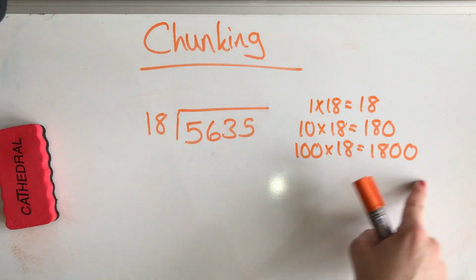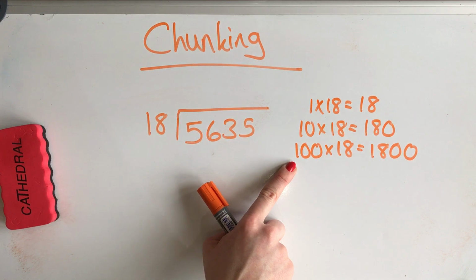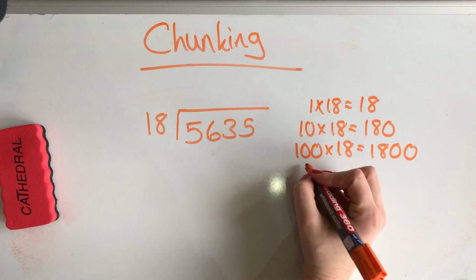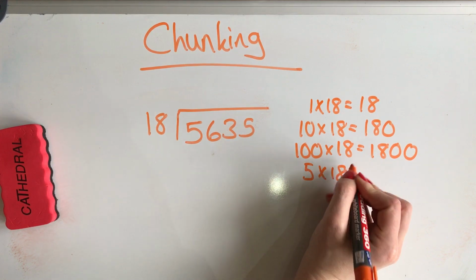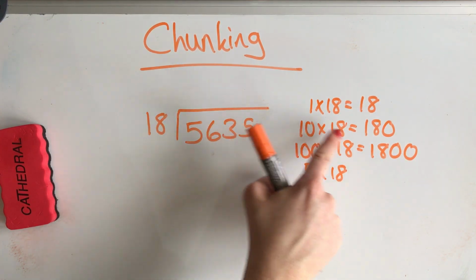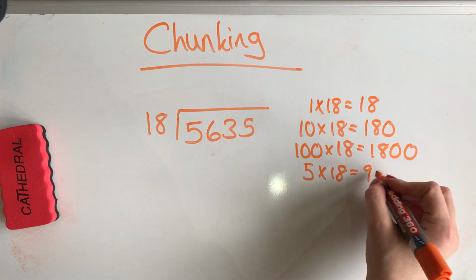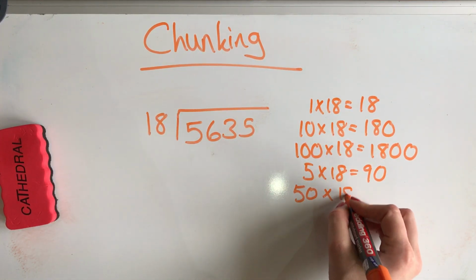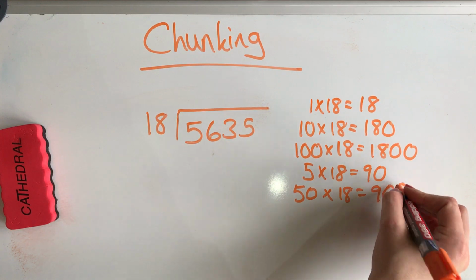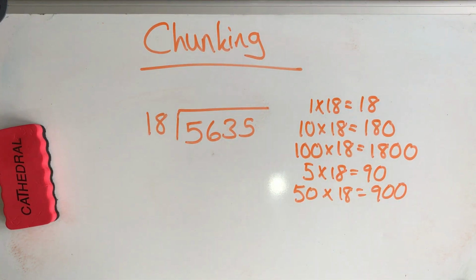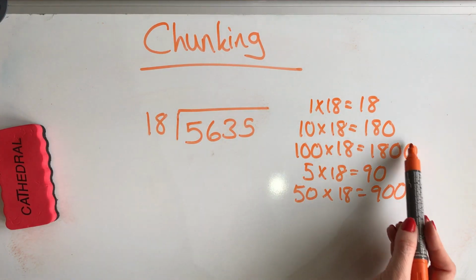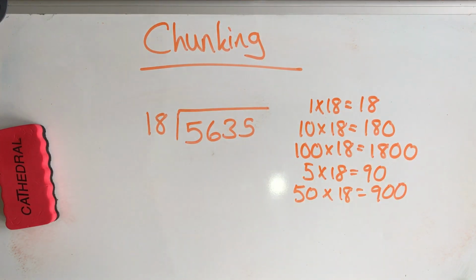So these are easy facts that I know off the top of my head very quickly. I can also do 5 times 18, because that's just going to be half of this one. So 5 18s are going to be 90, and 50 18s are going to be 900. So what I want to do now is I want to take the largest of these numbers out of here. So that's going to be this, 1,800.